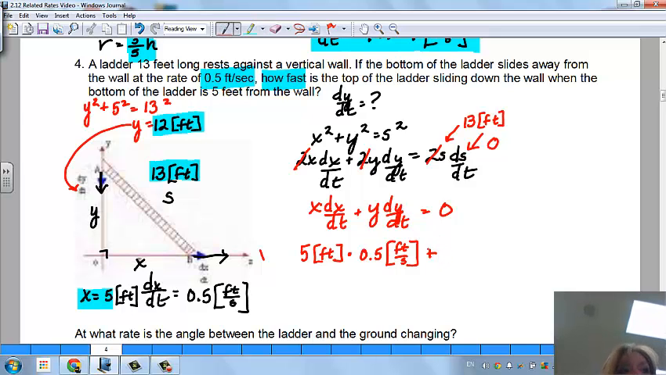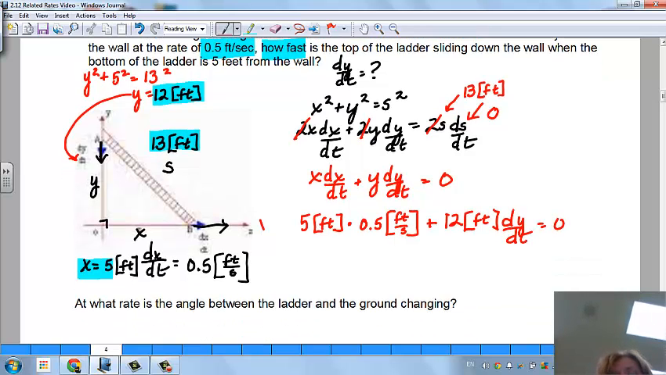So I'm going to put plus 12 feet dy/dt, and it equals 0. Now you can do this however you want. I'm going to move this over here, so I'm going to say 12 feet dy/dt, and I move the other two to the other side, multiply them out, and it is going to be a negative 2.5 feet per second.